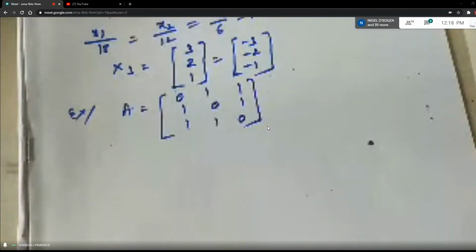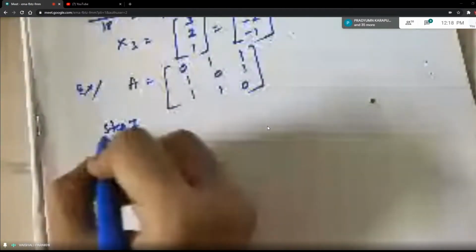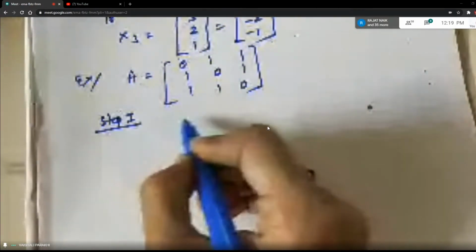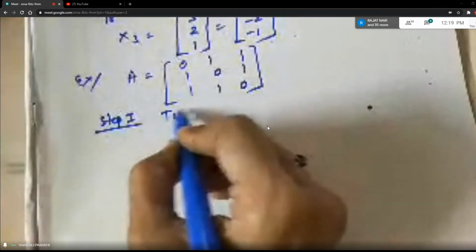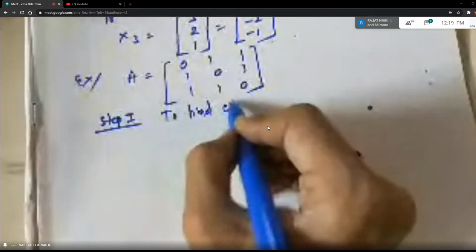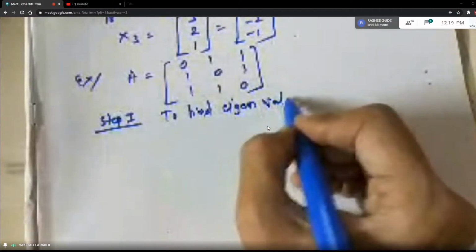Now see students, go step by step. To find eigenvectors, first of all you need to find out the eigenvalues, right? So step number 1. If you have understood, you can proceed. Don't wait for me to solve. And you can put your answers in the chat box. So I will come to know that you have already understood, right? In step number 1, you are going to find the eigenvalues, right?